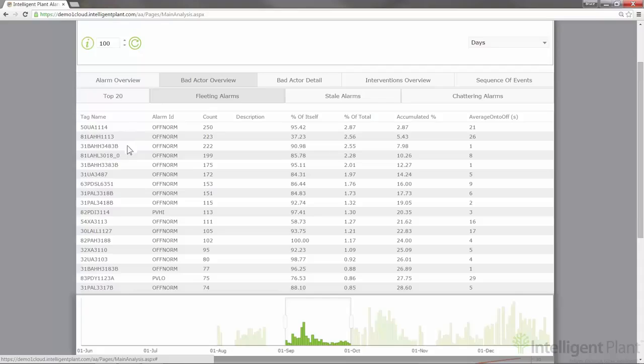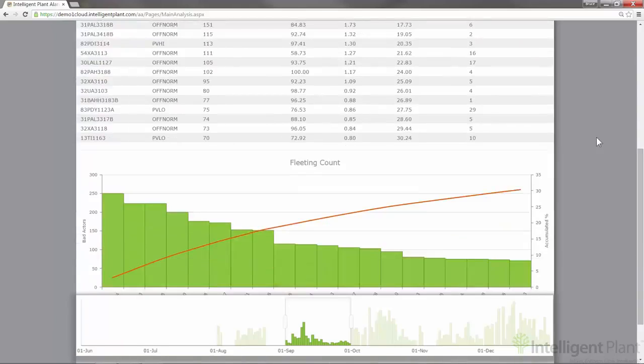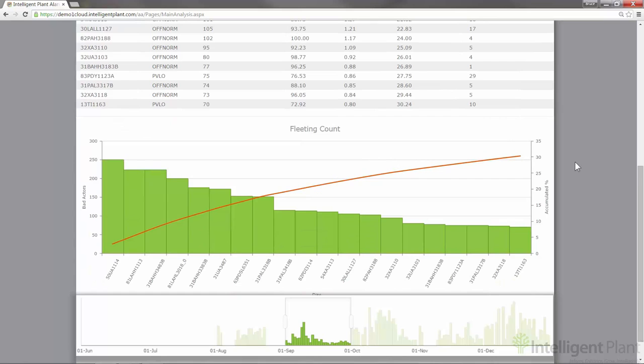We have a list of the top 20, a count of how many times it occurred, a measure of what percentage of occurrences were fleeting, in this case it is 95% of the time, and the average time that it was on and then cleared again. Again, we can accumulate these and see what the total effect is on the alarm system.